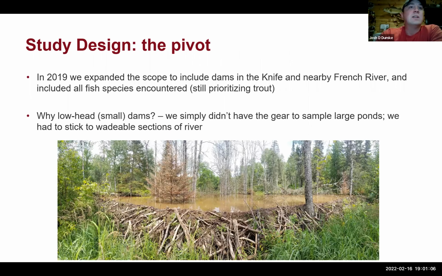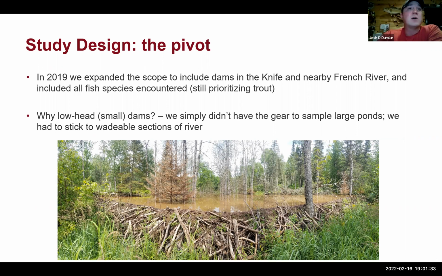So in 2019, we expanded the scope to include dams, not just in the Knife River, but also in the nearby French River, and include all species encountered. We were still picking beaver dams that had trout populations around them. Many of them had brook trout and age 1+ rainbow trout. So not the young of the year, but some larger rainbow trout that hadn't gone out to the lake yet.